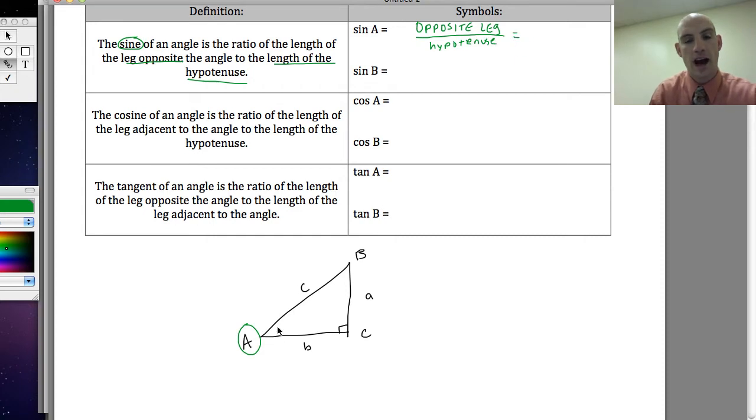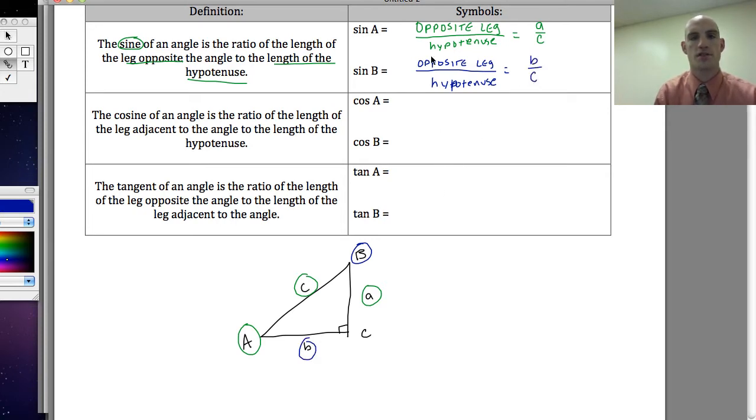Okay? And the opposite of A is little a, and the hypotenuse is little c. So A over C. If I'm going to look at B, the sine of B is going to be the opposite leg over the hypotenuse, which is equal to, looking at B, opposite, and the hypotenuse stays the same, so this is B over C. Okay? So, sine is opposite over hypotenuse.